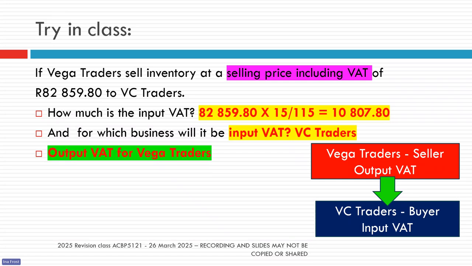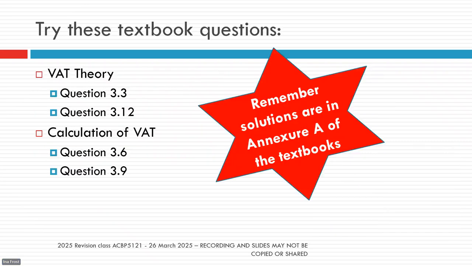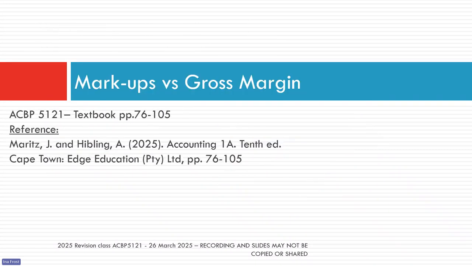And there's a lovely question in the textbook, question 3.8. That is such a nice question, where it just reinforces again this concept of the output and the input VAT. So remember to also look at that. So for VAT theory, you can look at questions 3.1, 3.2 and 3.3, and then for the VAT calculations, look at questions 3.6 and 3.9.